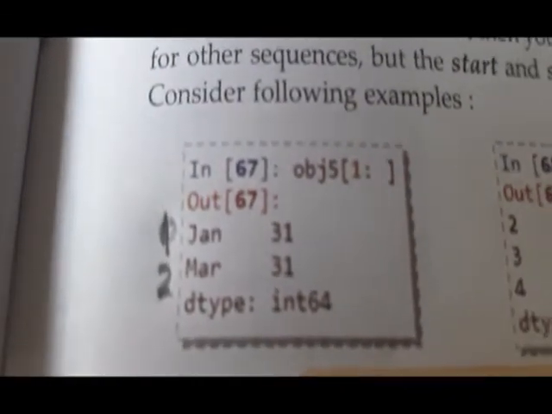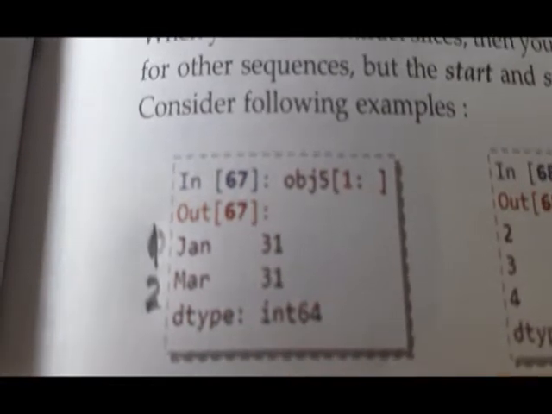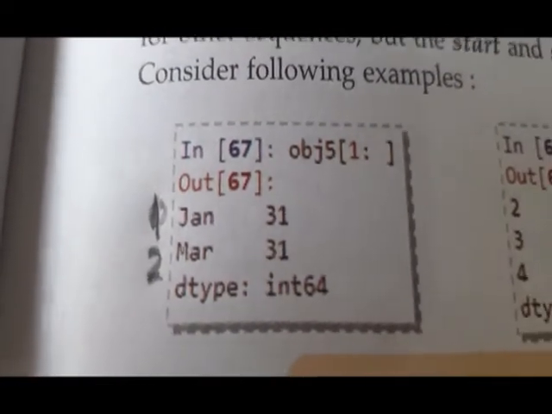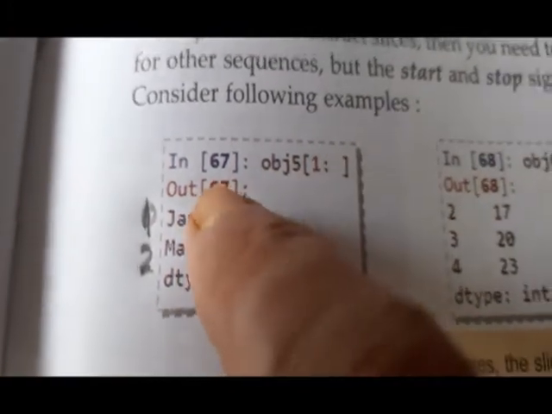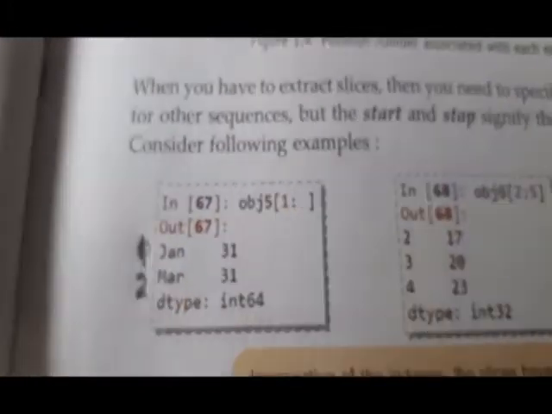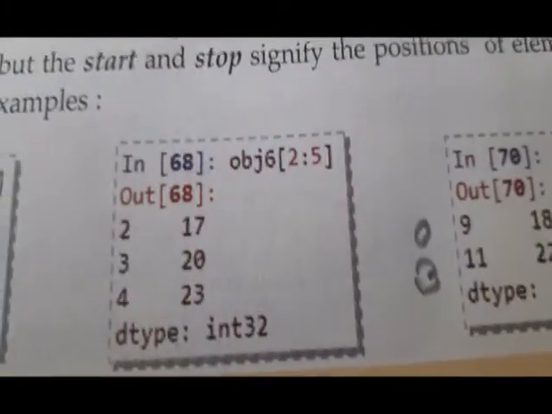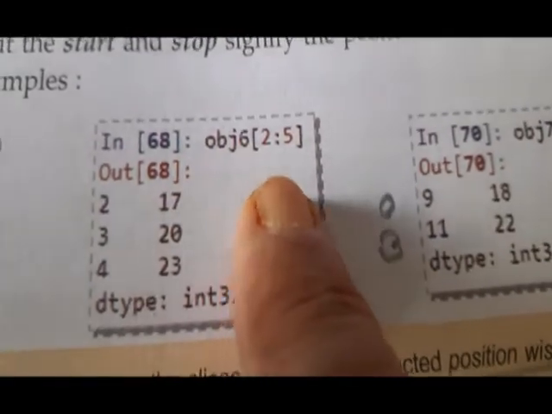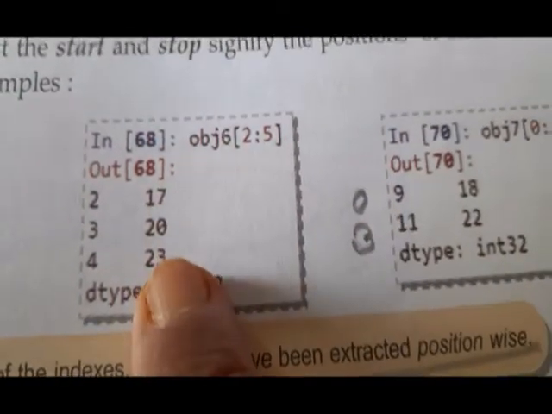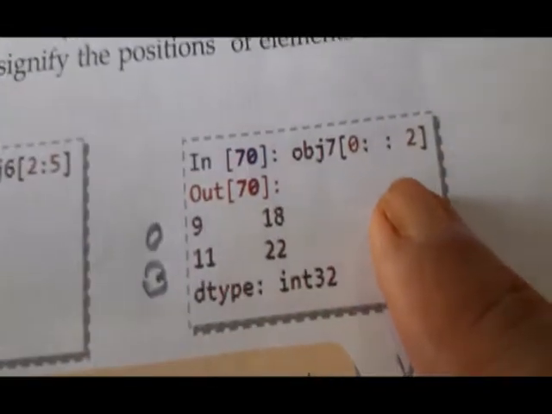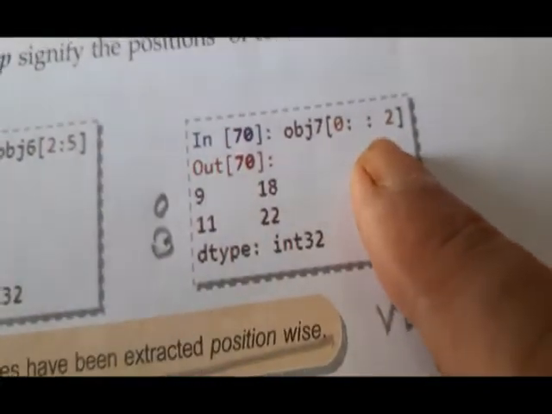Now dear students, obj5 slice, starting from 1 goes up to n. Okay, then you see, that is why starting from 1 is Jan. And March you can check from your book. Then you see obj6 slice starting from 2 to 5. 5 means 5 minus 1, 4. Okay, 2 to 4. Alright, and obj7 slice begins from 0, goes up to n.